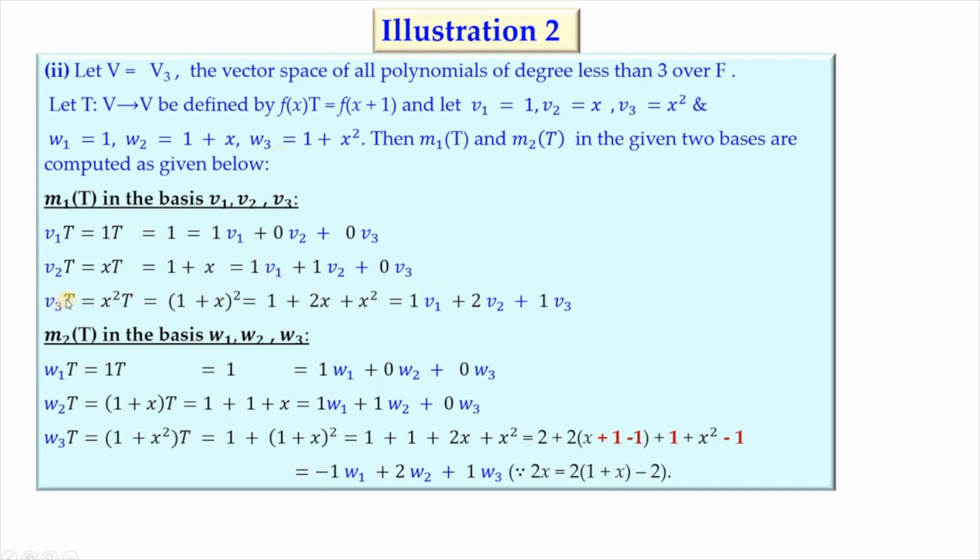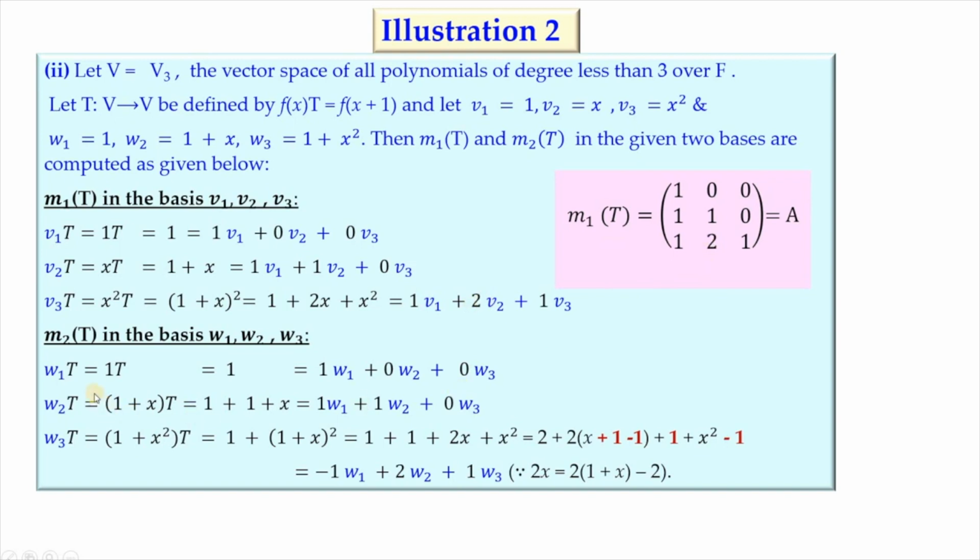And the image of V3 under T: V3 is x square. When we consider the image of x square under T, wherever it sees x, it will replace it by 1 plus x. So we have 1 plus x the whole square. Expanding that out, we get 1 plus 2x plus x squared. In the standard basis we can write it directly. So the matrix M1 of T is 1 0 0, 1 1 0 and 1 2 1. So this is our matrix A.